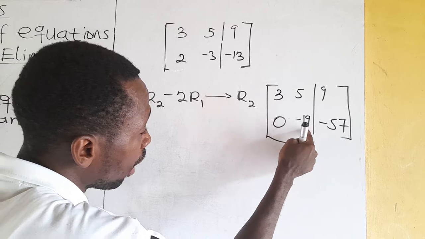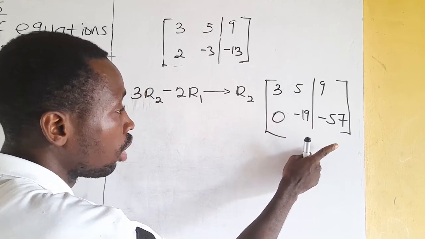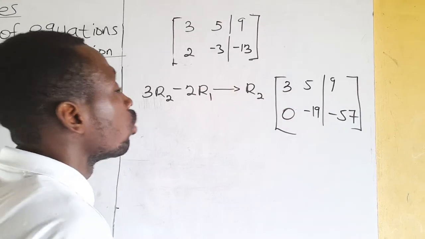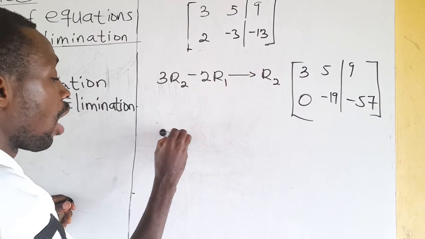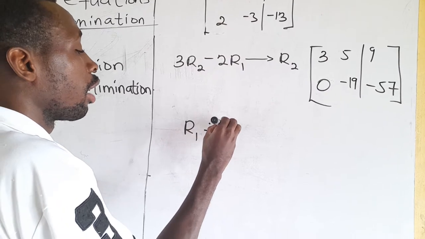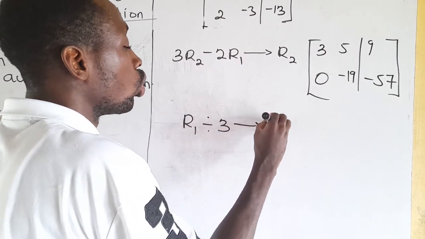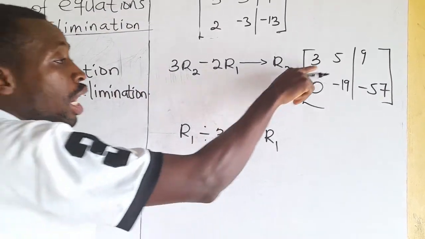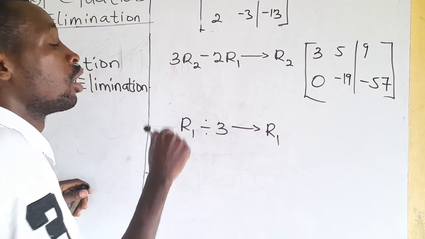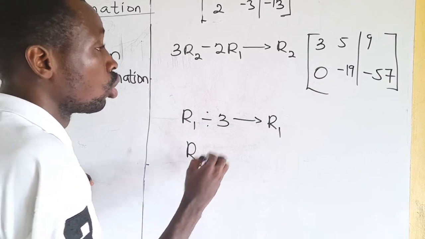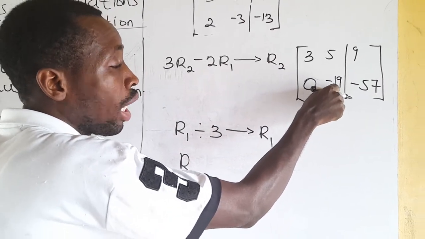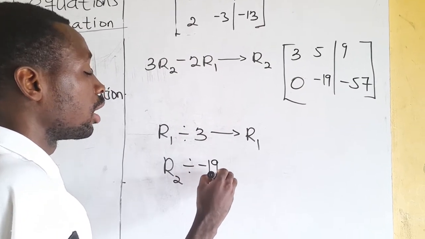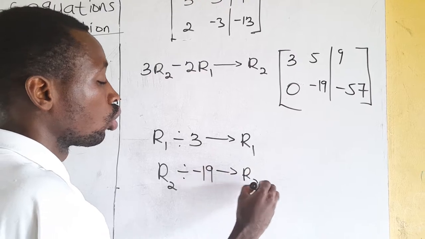Now the entry in the principal diagonal must be made 1. How do we make this 3 to 1? When we divide this 3 by 3, we'll make it 1. So we can say that R1 divided by 3 should go into R1. So we divide all of this by 3. So R2, how do we make this 1? We divide it by negative 19. So R2 divided by negative 19 should go into R2.